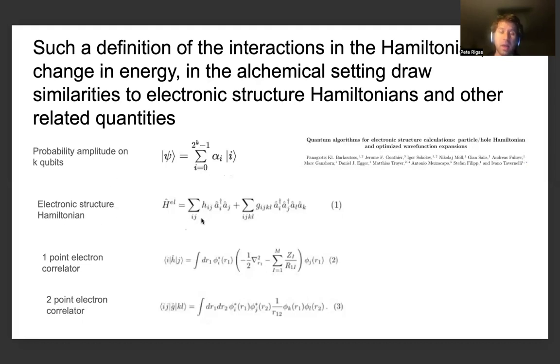as we see in the second line of the slide, we can describe or define an electronic structure Hamiltonian, which is given by annihilation and creation operators, either a two-point interaction between annihilation and creation operators, as well as a four-point interaction between annihilation and creation operators.